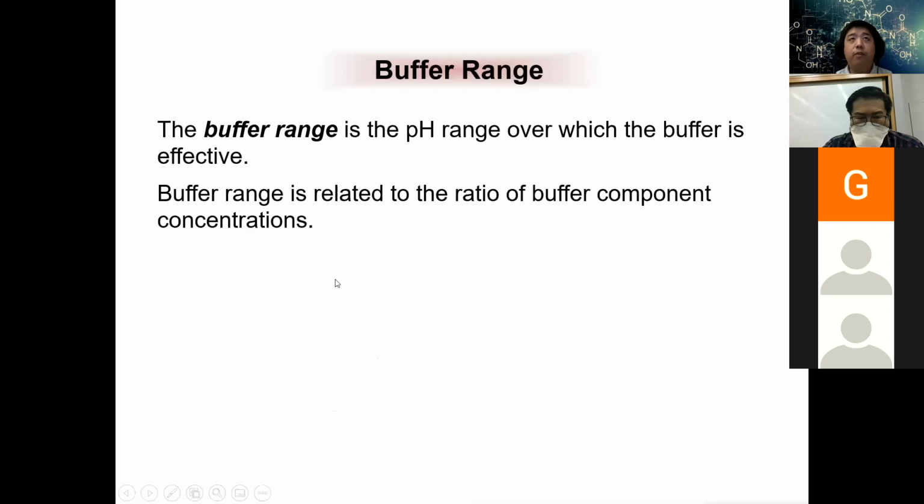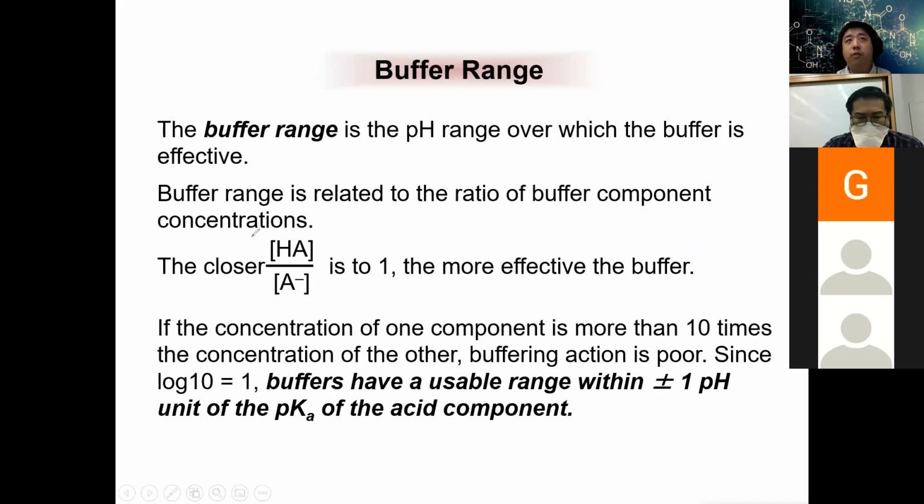So let's talk about the buffer range. Remember we mentioned that the ratio of these 2, if they're close to 1, or if they're exactly 1, then we can say that my pH is equal to my pKa. If they are not exactly 1, right, and the ratio is a little bit different, so I have a little bit more of this and a little bit less of that, then we need to go ahead and add in whatever this value is, log of that information.